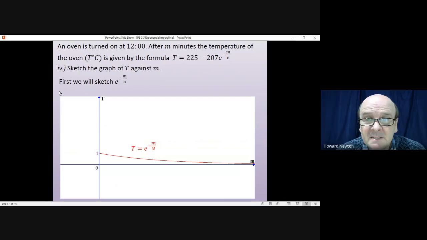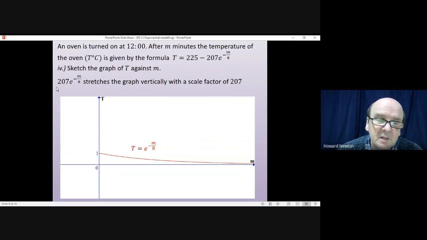Now, normally it would carry on this side to the left, rapidly getting bigger and bigger and bigger. In this instance, it doesn't, because m is the number of minutes after the oven has been turned on. Well, the least that can be is 0. M cannot be a negative number in this question. So for us, the sketch of the graph will begin at m equals 0, the moment we turn the oven on.